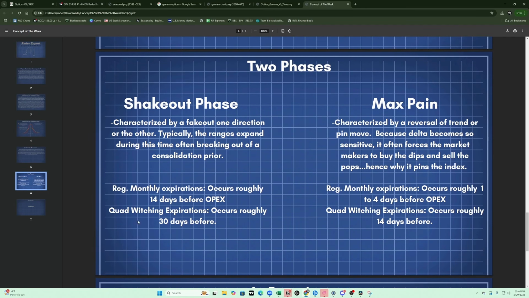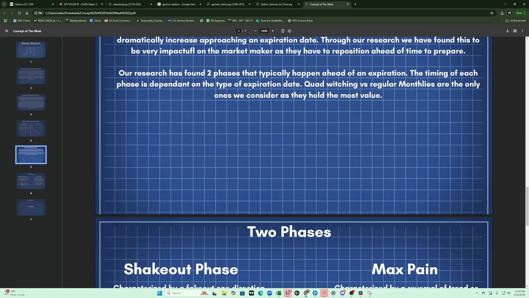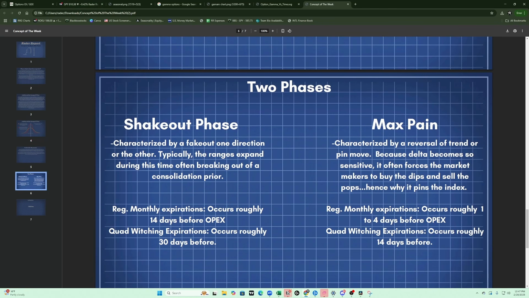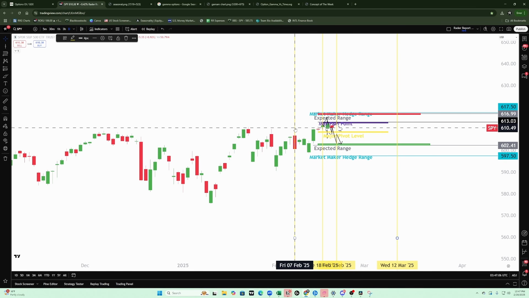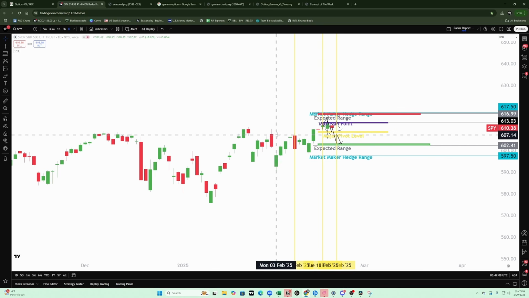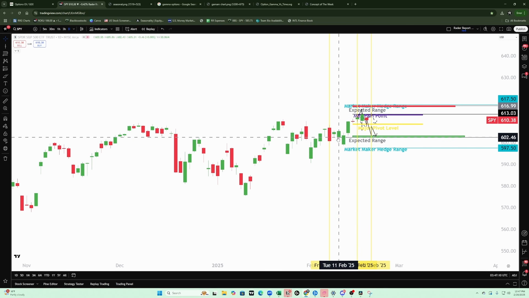So you would do it based off this rule set, quad witching, and then do 7 to 9 days before, 14 days before for max pain. But this right here is what you would do. And you would go and say, hey, look, around this date is when I would expect some sort of pivot. And you can go back in time and see these different things.